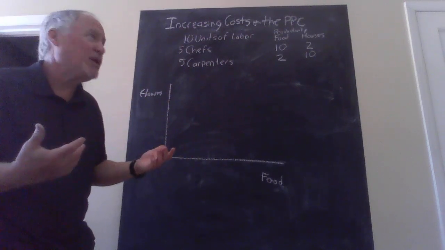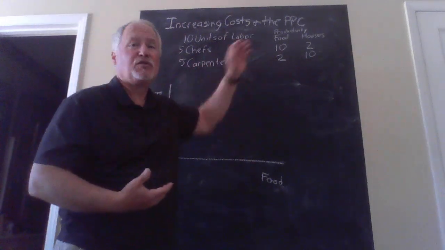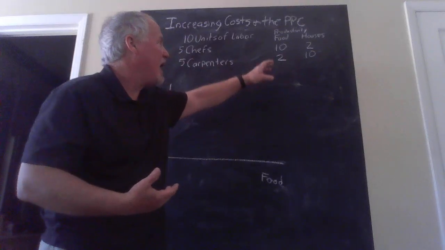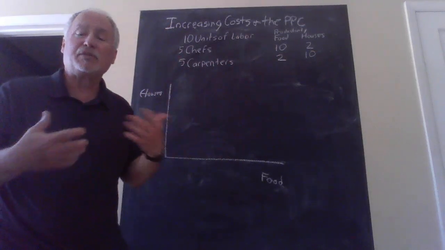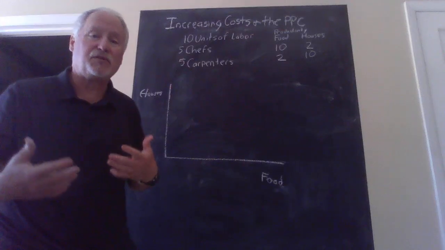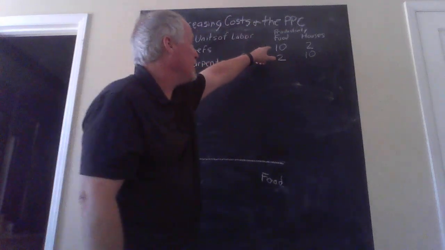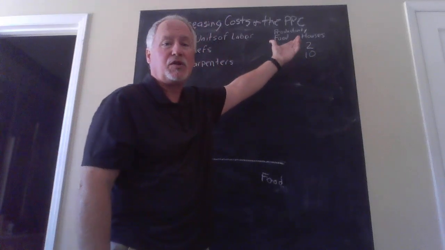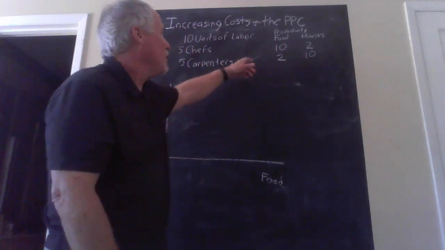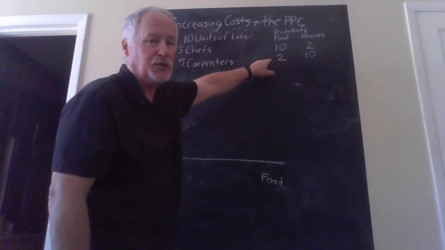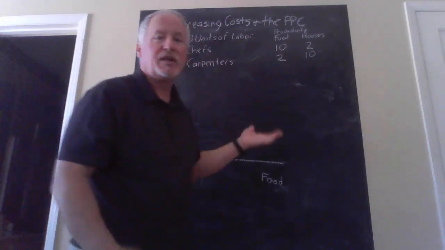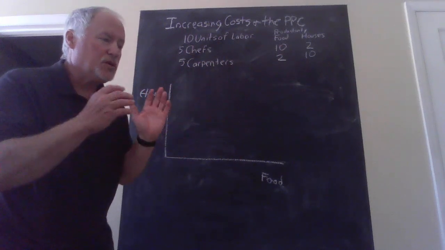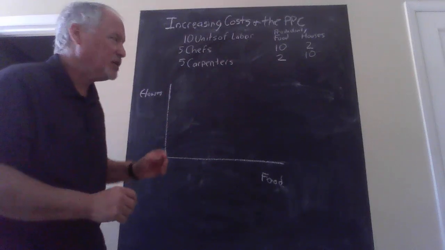And not surprisingly, chefs have greater productivity in making food than they would making houses, and carpenters are better at producing houses than they would be producing food. So in 1 unit of their time, one of these chefs could produce 10 units of food, but if you use them to produce houses, they'd only help you make 2 houses. Whereas carpenters could produce 2 units of food because they're not very good at making food, or they could make 10 units of houses.